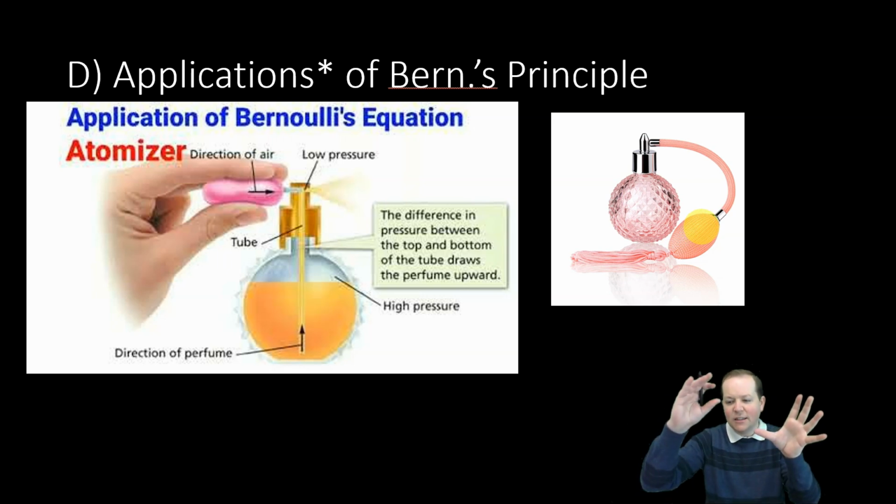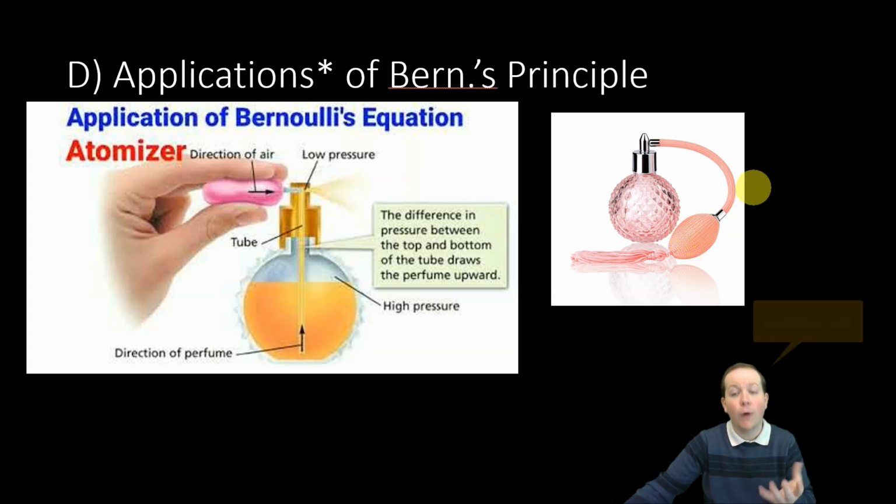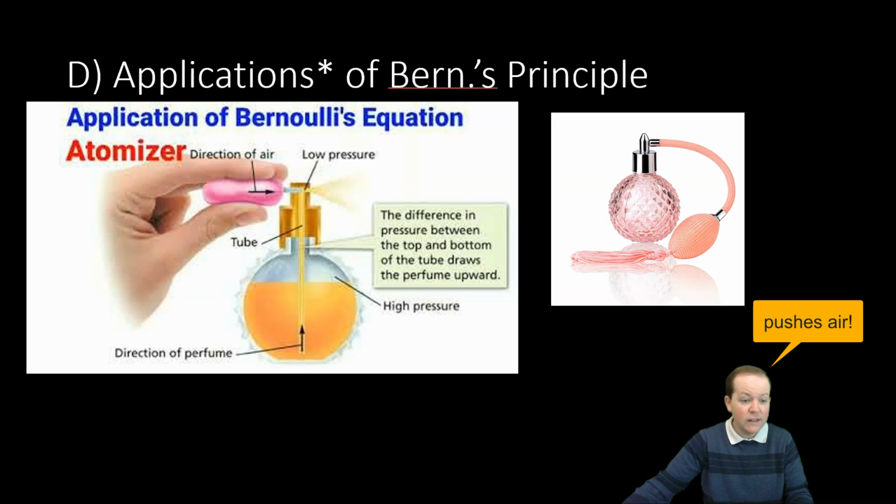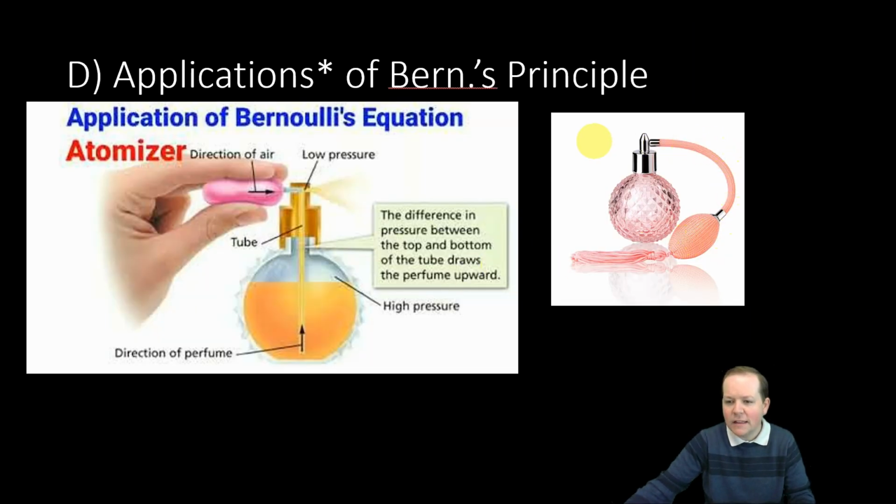You would squeeze this little bubble over here and it would spray, it would push water. It would really just do this example. By pushing air very quickly across, it would lower the pressure inside the bottle. It would draw up some perfume. If you've seen these old school bottles, that's how they work. They're known as atomizers. They rapidly push fast-moving air.